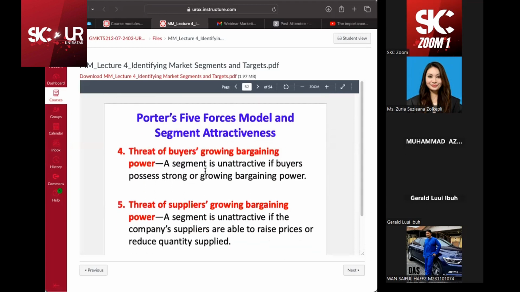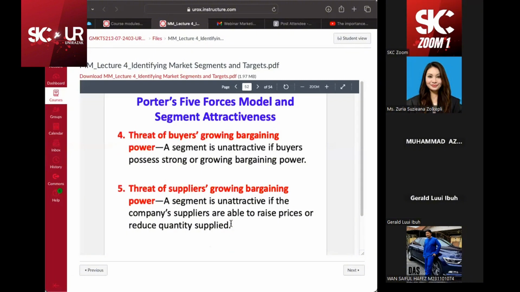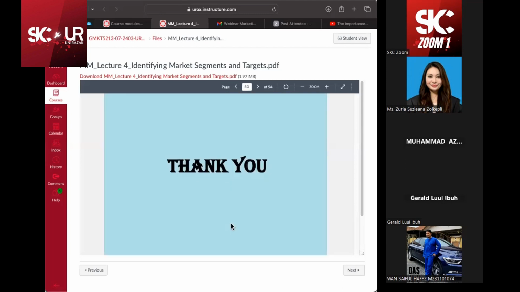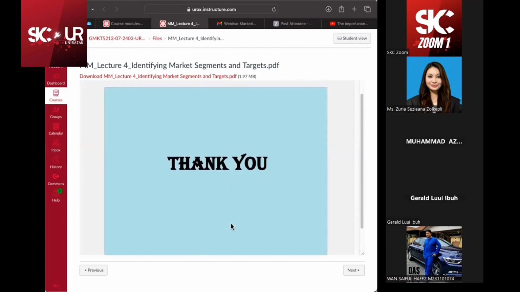Next is threat of buyers' growing bargaining power. The segment is unattractive if buyers possess strong or growing bargaining power. And lastly is the threat of suppliers' growing bargaining power. Okay, so I think that's all for our class today.